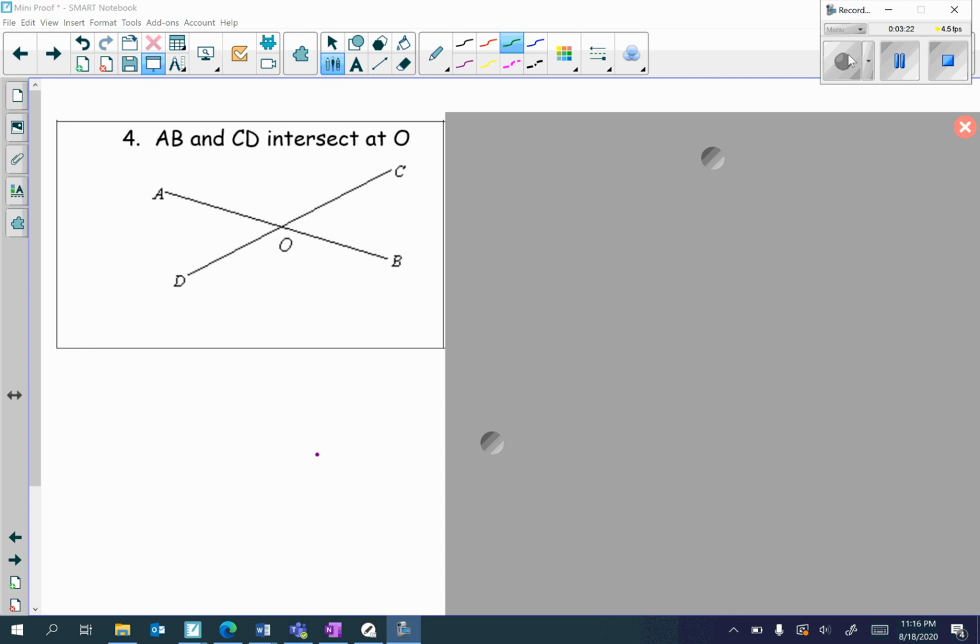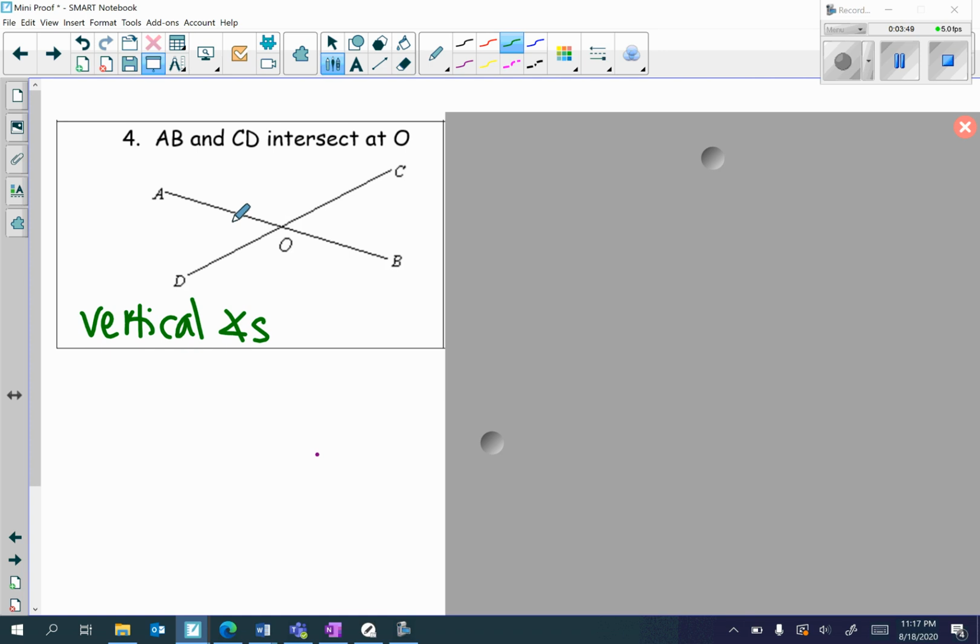Next, for number 4, AB and CD intersect at O. So there are no keywords in this question. We do see the word intersect, but that's not a vocabulary word. But that does notify us that if those two lines are intersecting to form an X, I know here that I have vertical angles. And we know that they are congruent.